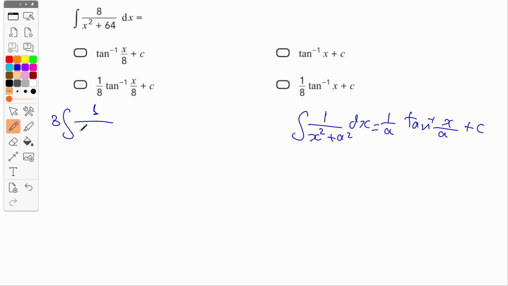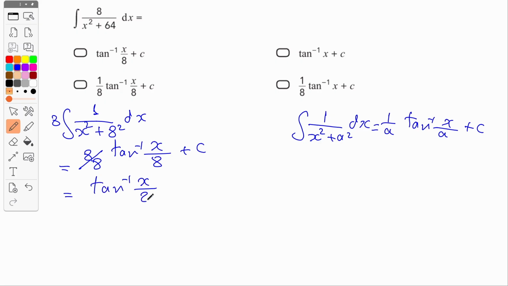So it will be 1 over x squared plus 64, which could be written as 8 squared, dx. So the answer here will be, keep 8 as it is. See, the formula said 1 over a. Here 8 over 8, this is a, tan inverse of x over 8, then plus c. You know that 8 over 8 is 1. So the final answer is tan inverse of x over 8 plus c, this one.